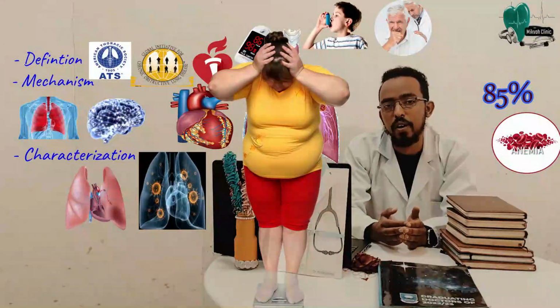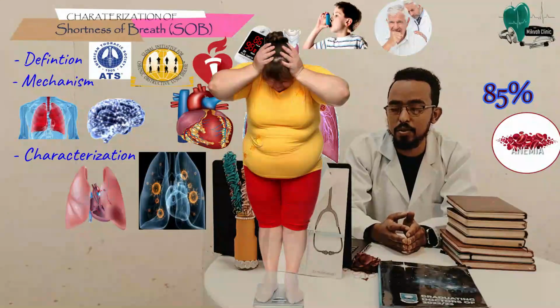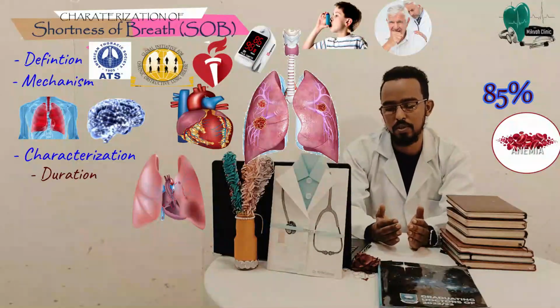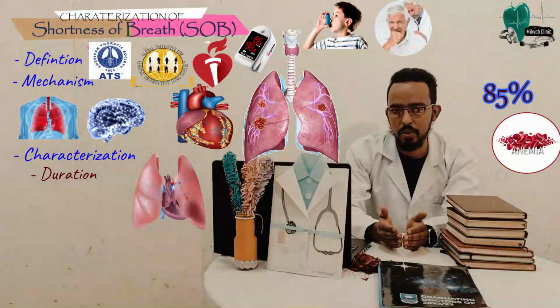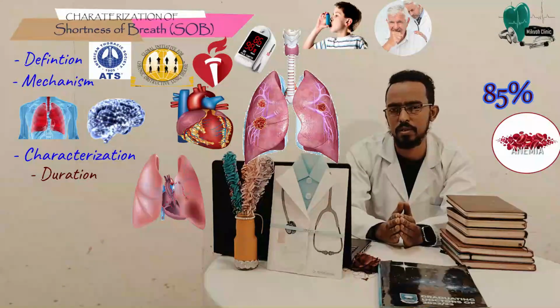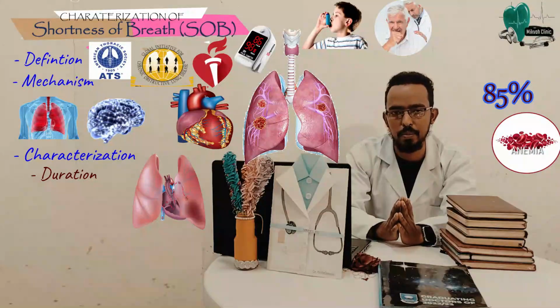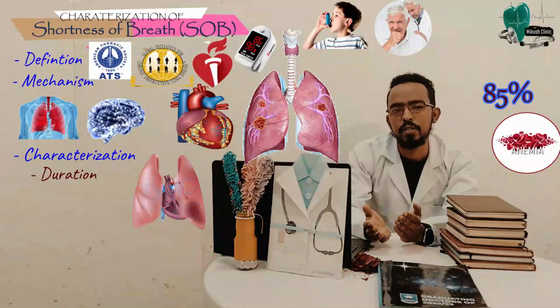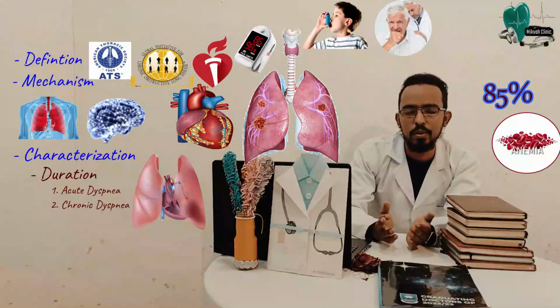In order to know this, we have to characterize the shortness of breath. How do we characterize the shortness of breath? One thing is knowing the duration. As I've always mentioned, every symptom should have a duration because it's very relevant, very important. Based on the duration, shortness of breath can be acute or chronic.